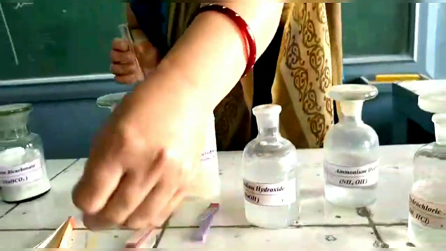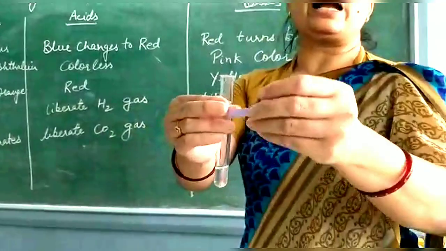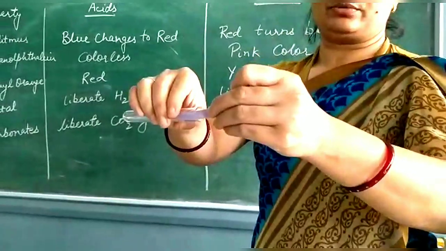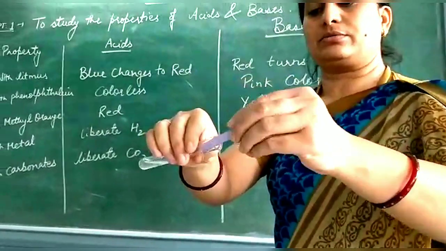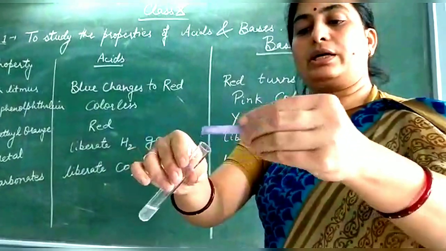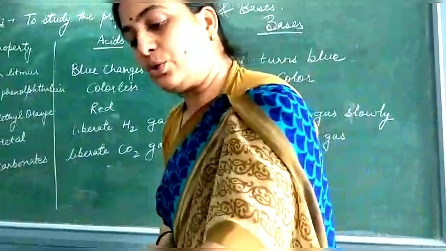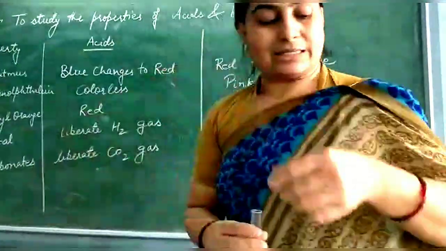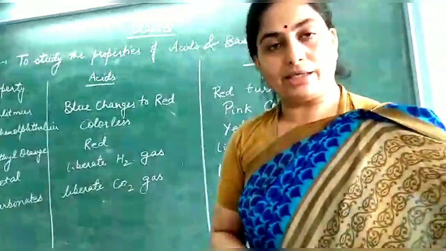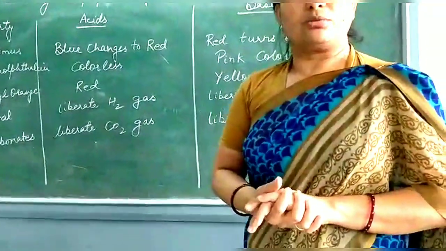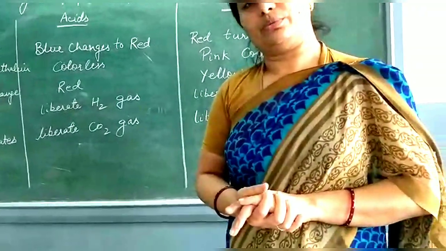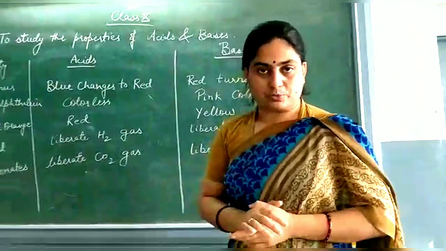Now I'm taking blue litmus paper and again adding base to it. Adding base, there will be no change. As I told you, acid changes blue litmus to red, but base changes red litmus to blue. So that was the first property.